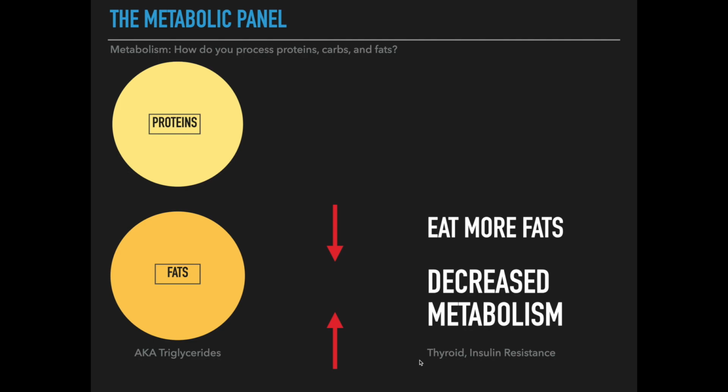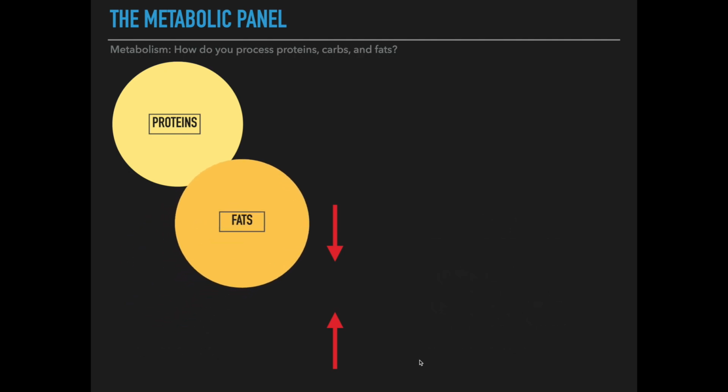An elevation of triglycerides, however, is an indication of a decrease in metabolism. That can be due to insulin resistance. Most commonly, you'll want to see that paired off with the glucose, which will be next, also elevated. Commonly, you'll see a functionally depressed or hypothyroid patient with elevated triglycerides as well.